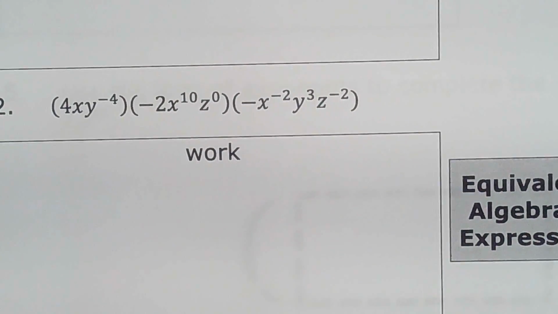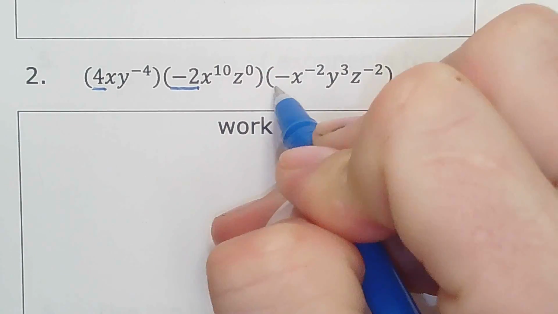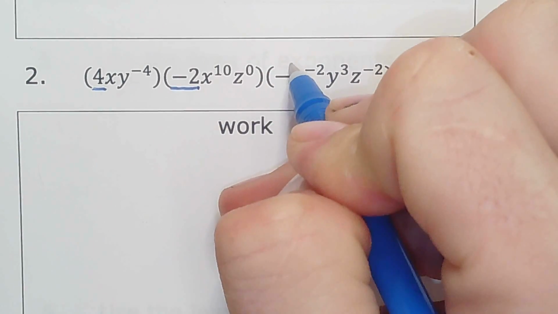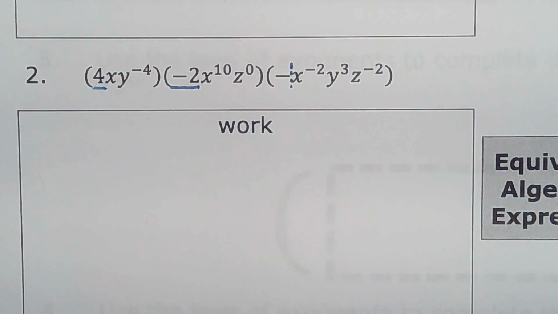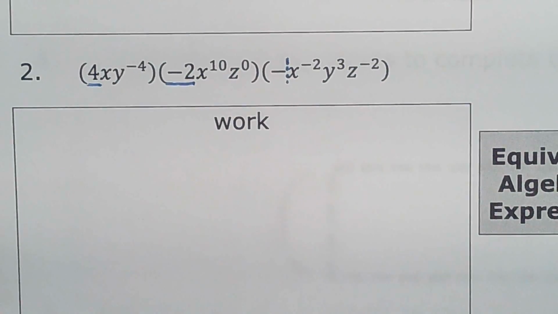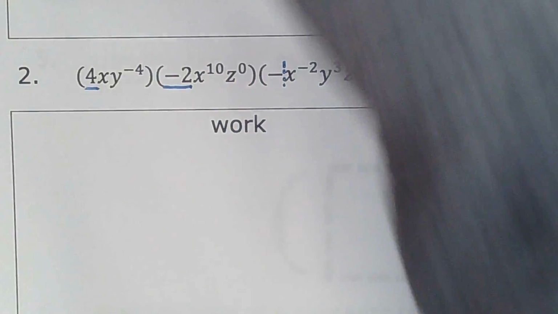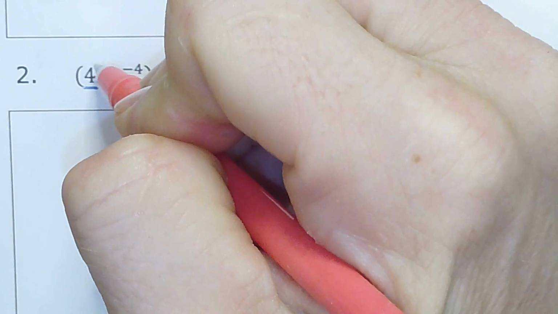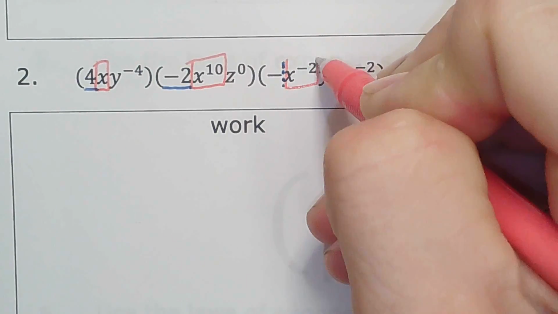Okay, moving on to the next one. Again, I'm going to keep blue for my constants. Okay, there's just a 1 behind that negative sign. Okay, so because it's invisible, we're going to leave that as a -1. Okay, and my x's I'll make pink, which look like red, but they're a little bit brighter. My x's are pink.